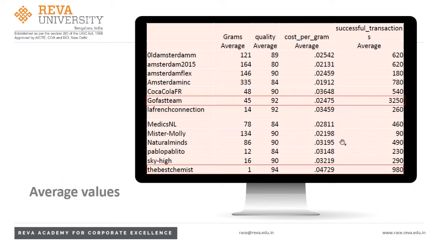Now, if you compare this with Go Fast team, what you see is he's more like the supermarket or the big bazaar. He ships in large quantities. The price is moderate, the cost is the cheapest. He's the highest seller. These are some of the inferences that we can draw when we compare the profile between Go Fast team and the best chemist.